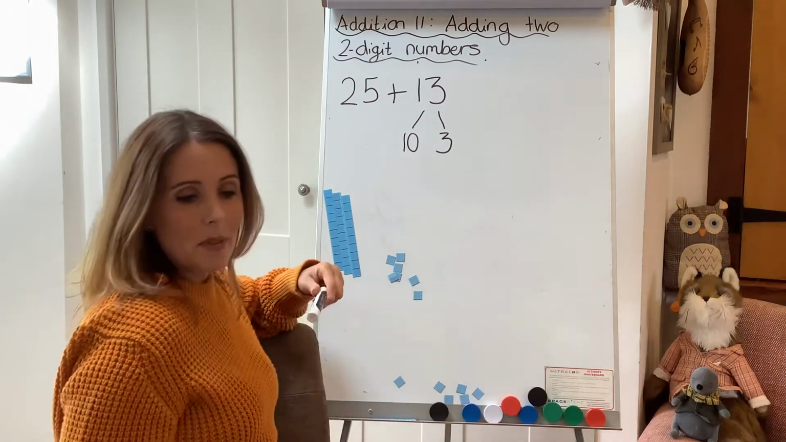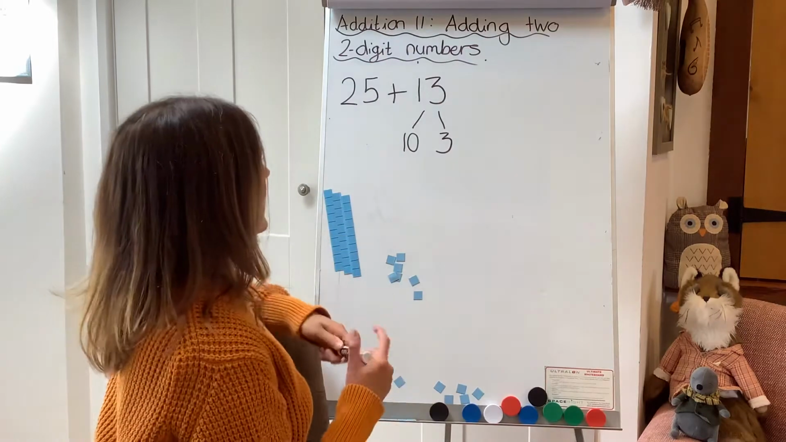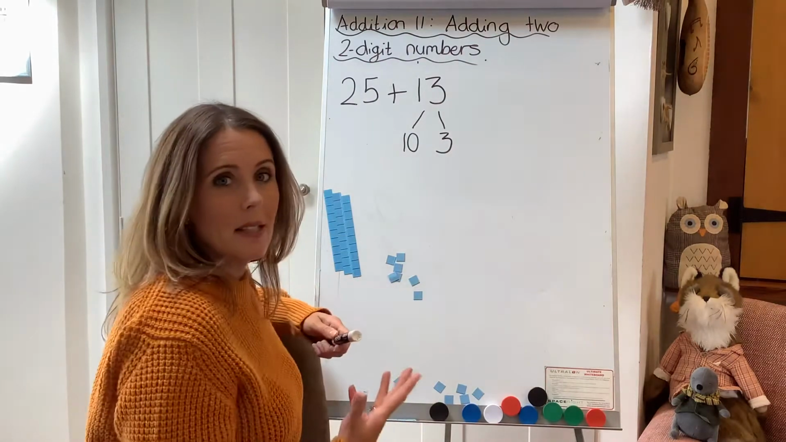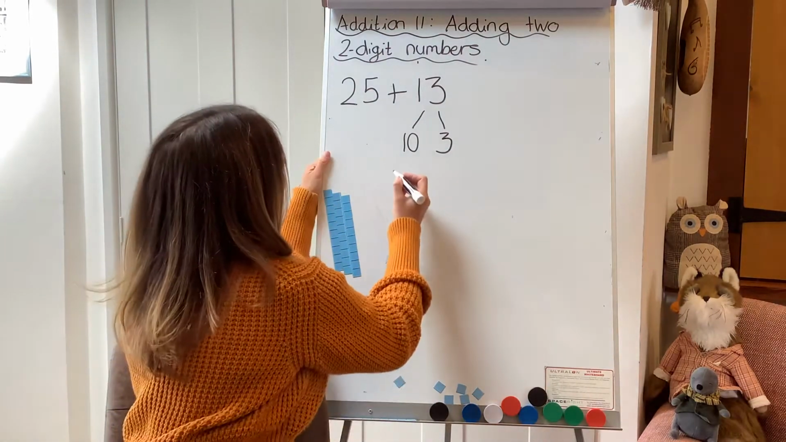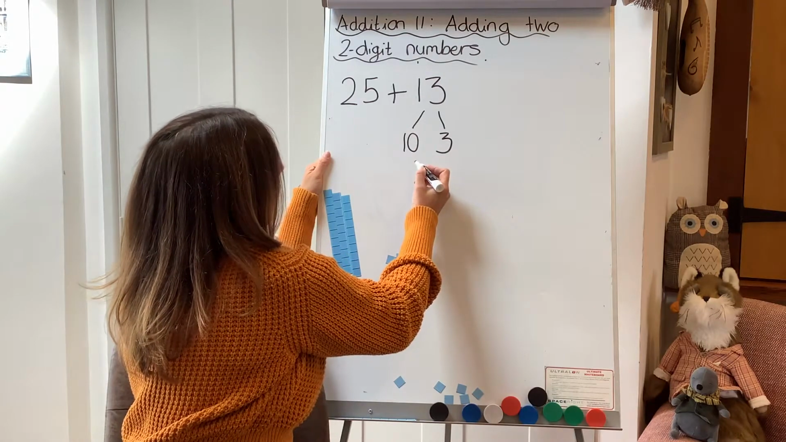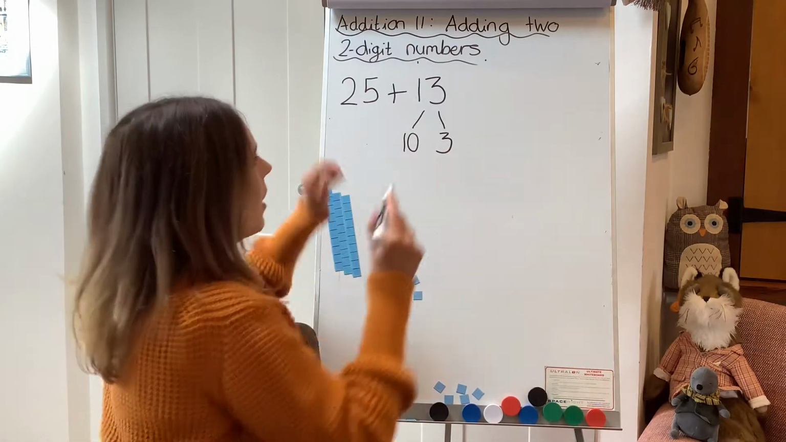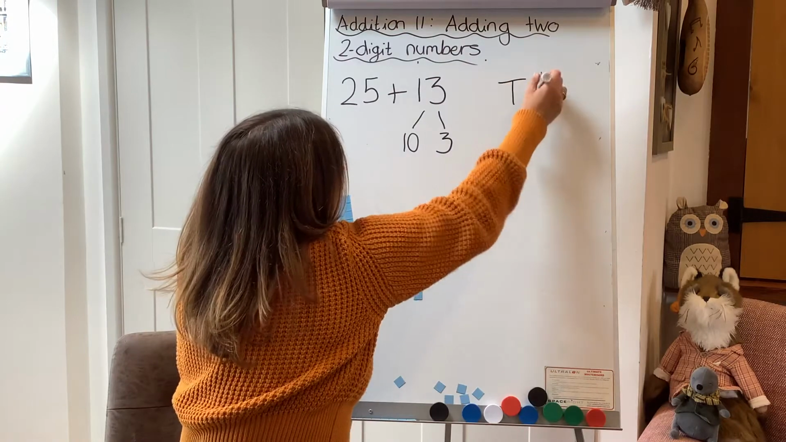So a mental way of me doing this is I can think 25 add 10. My number knowledge from practicing using the 100 square is 35. 25 add 10 makes 35, and then add on 3 more. Or I can use the base 10.